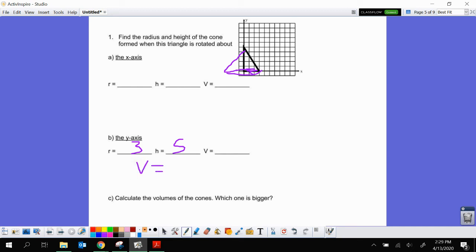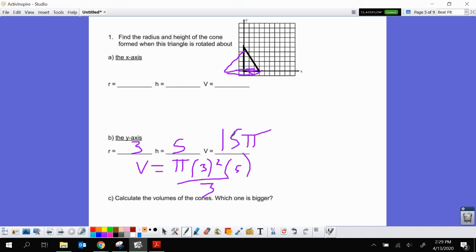So when I get the volume, that would be pi r squared times 5 over 3. Now I cannot cancel these 3's out because I have to square that 3 on top. But that would be 9 times 5 is 45 over 3 would be 15 pi.